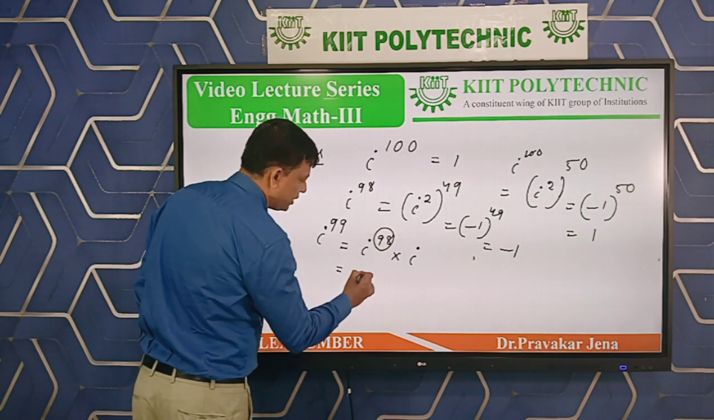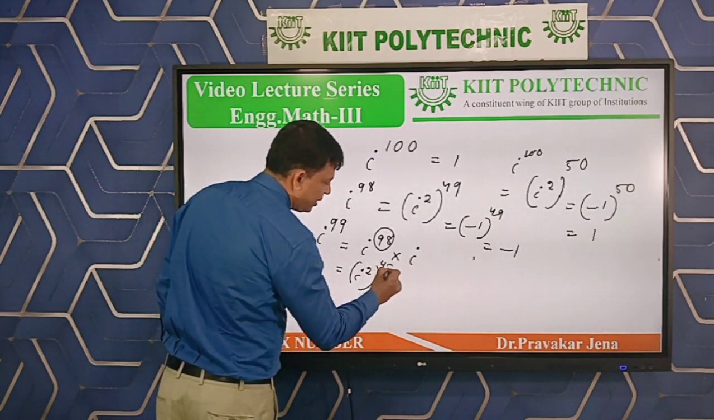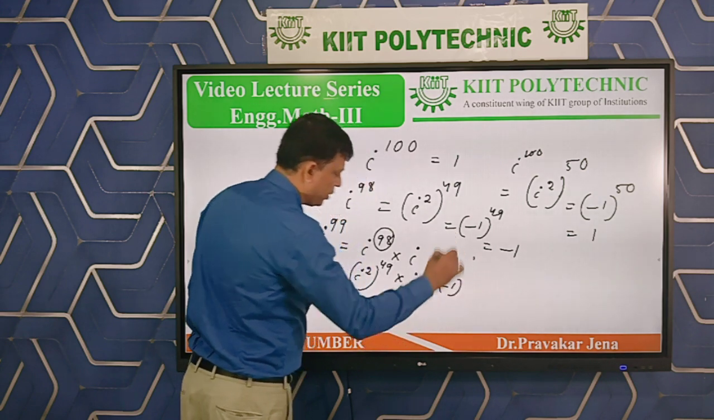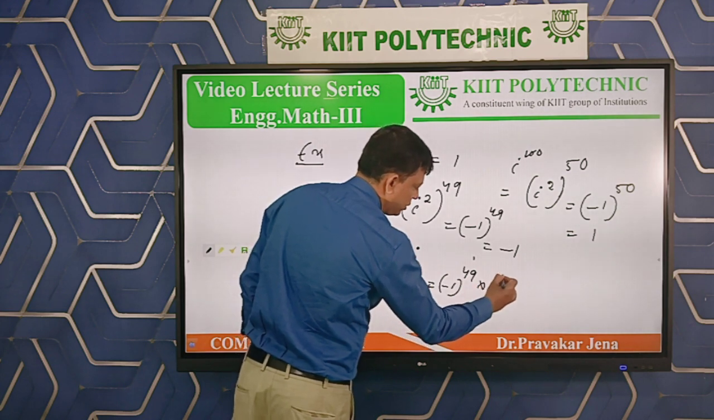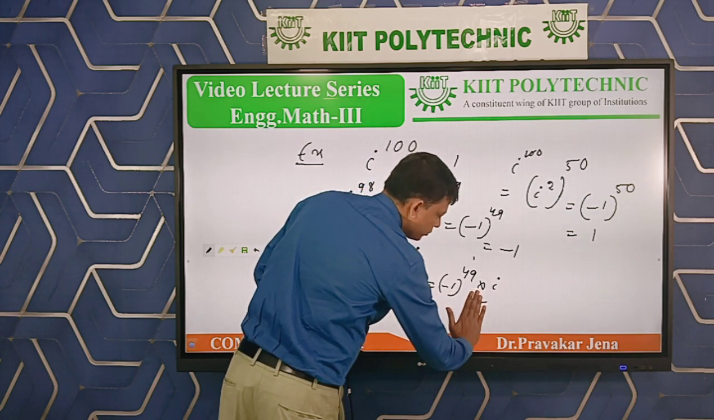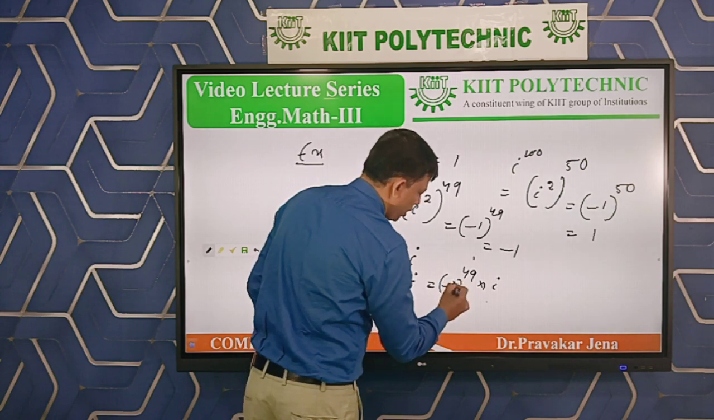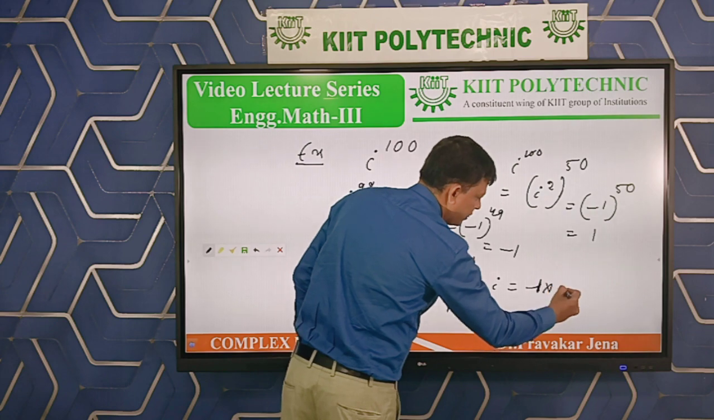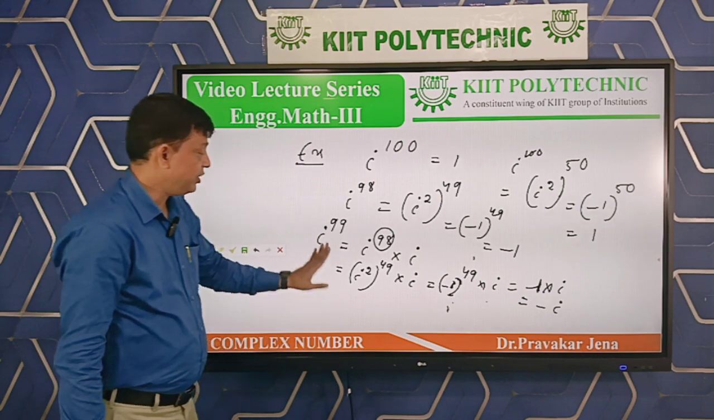Now you can transform it: i square to the power 49 into i, and this equals minus 1 to the power 49 into i. This is minus 1, minus 1, minus 1. This is equal to minus 1 into i, which equals minus i. So this is the answer for i to the power 99.